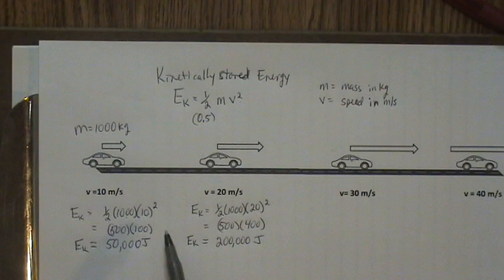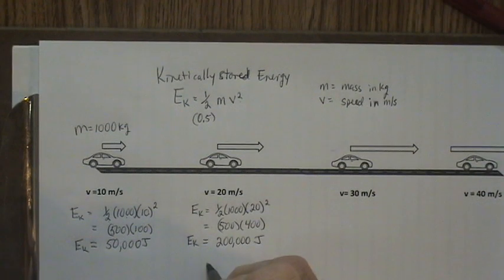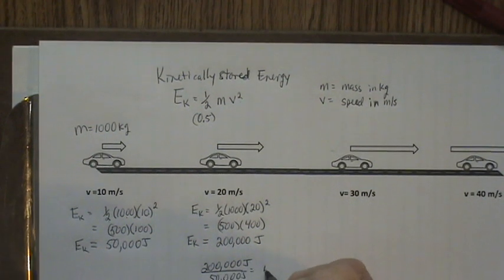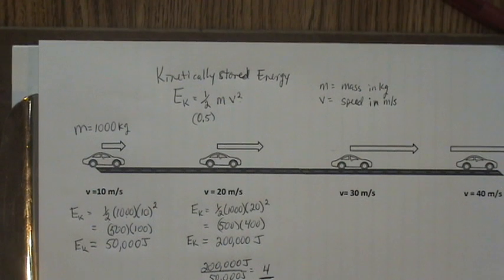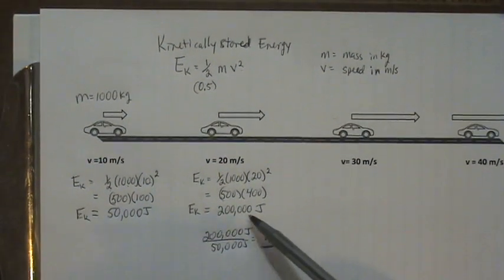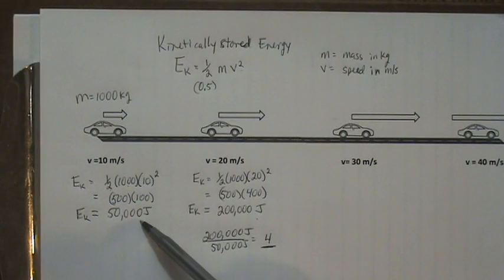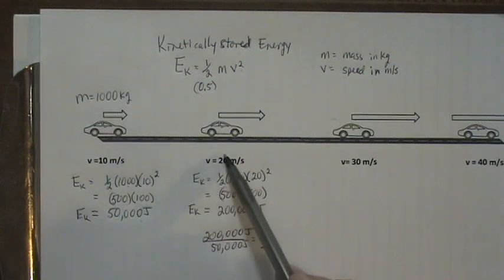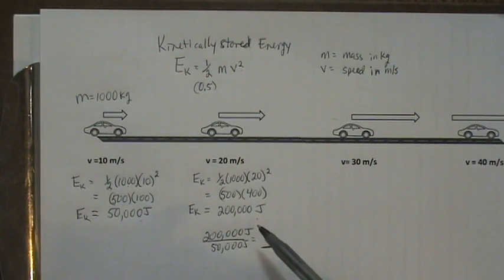In fact, if we're looking proportionally at the change, what we can do is take our second energy and divide by the first one. I'm just going to do that so we can see a proportional change here. If we do that, we actually get the number 4, which means this number is 4 times bigger than that number. So if we double the velocity, we don't have twice the energy, we have 4 times the energy.